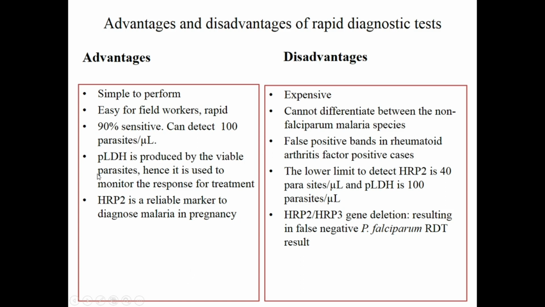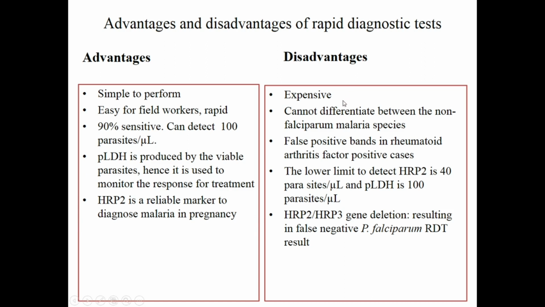And this parasite LDH, as I've told you, is produced only by viable parasites. Hence, it is very useful to monitor the response to the treatment. Whereas HRP2 is a reliable marker to diagnose malaria in pregnancy. This is only in case of Plasmodium falciparum.